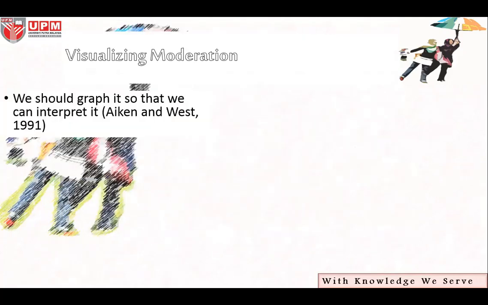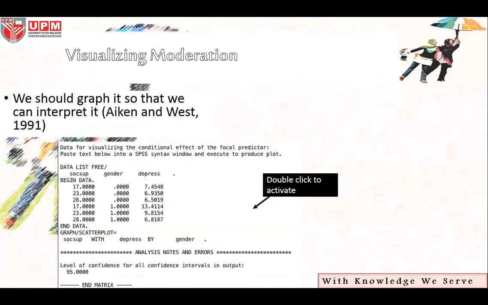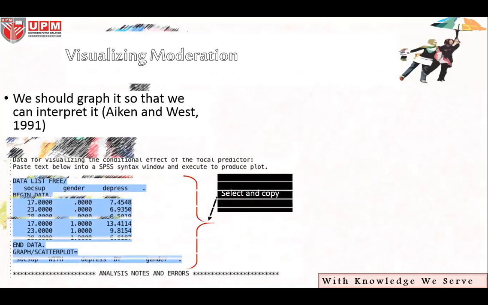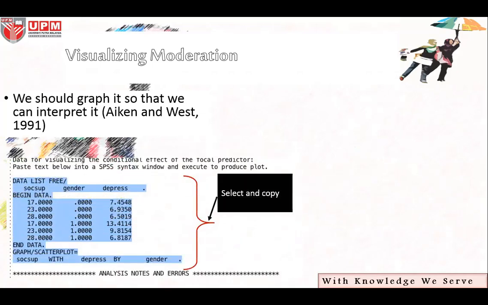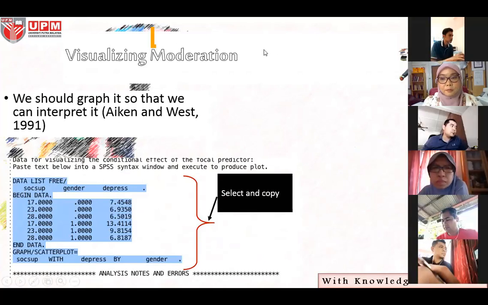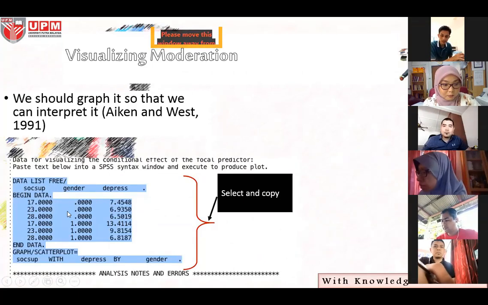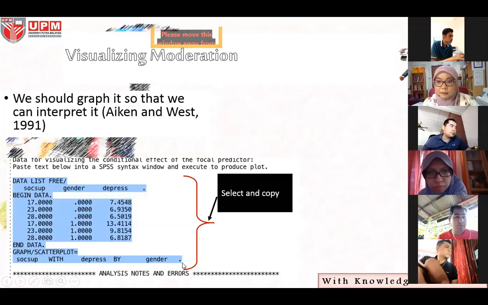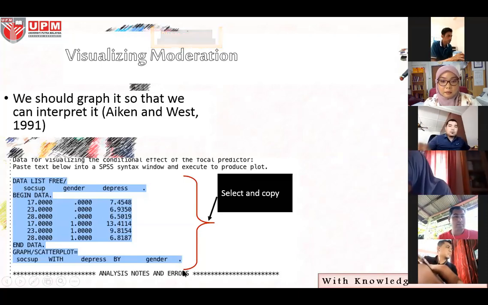Just screenshot this one. And then what we need to do is select and copy. This one you need to follow if possible, because this part is a bit difficult. Try to follow this step. Copy from the data list until gender, until the dot. Highlight, copy.